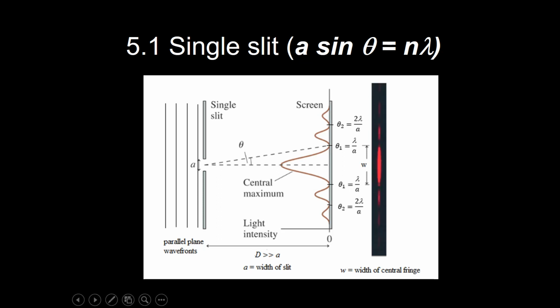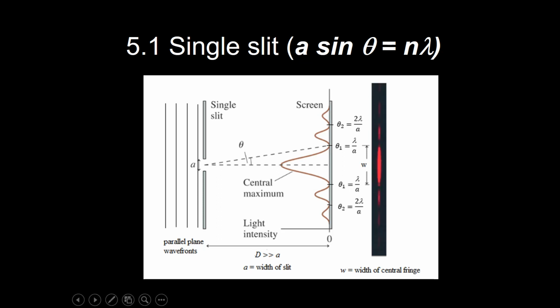If the angle is very small, then sine theta is approximately theta, so I'll have this angular position here, where the first minimum occurs at lambda over A. Similarly, if you are lucky, you might be able to see a second minimum. It occurs when n equals 2, so that is 2 lambda over A. And so that is the position here.